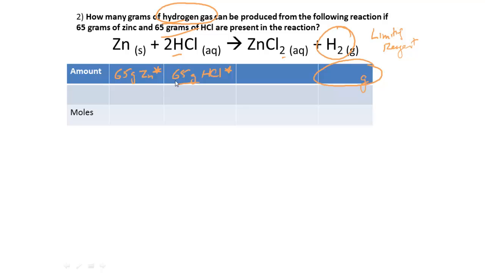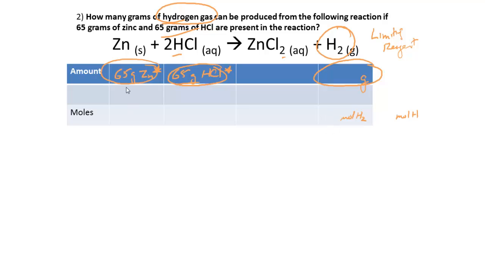It's possible that these mix 1 to 1 and we're left with none of anything, but more likely one of these is going to run out first. So we need to figure out which one runs out first. Conceptually, which one is going to make less moles of H2? Because whichever one makes fewer moles of H2 is going to be the limiting reactant.